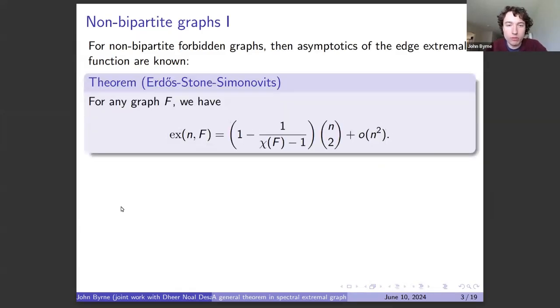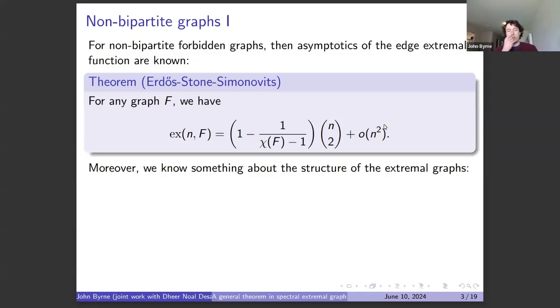One of the fundamental results of extremal graph theory is the Erdős-Stone-Simonovits theorem, which says that for any graph F, the extremal number of F is this fraction of all possible edges, 1 minus 1 over the chromatic number of F minus 1, plus some small error term. So essentially, if F is non-bipartite, this means that the asymptotics of the extremal number are determined. On the other hand, if F is bipartite, then we just end up with this little o of n squared from this theorem. So that tells us the extremal number.